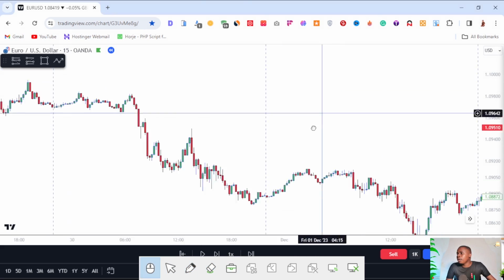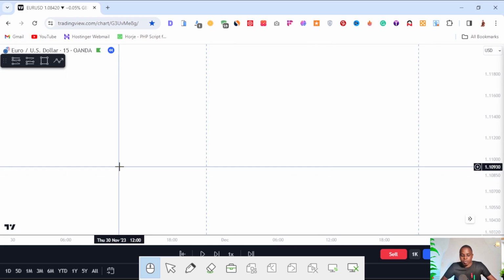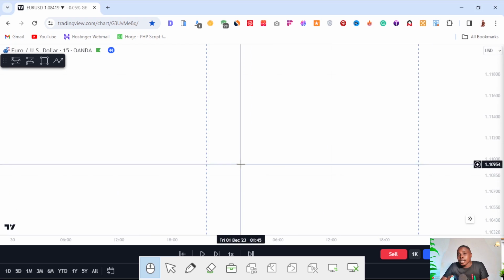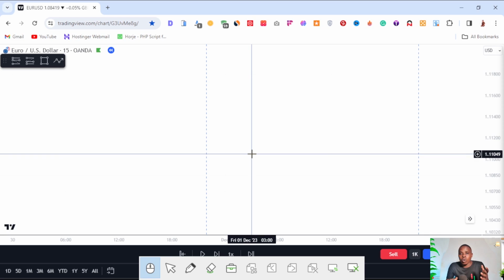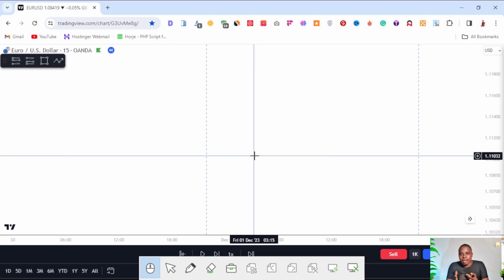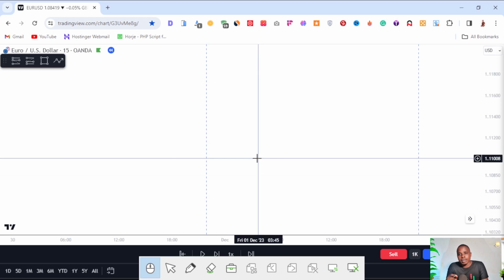Let me make this point clear. Let's say you are looking into the market. So now before we move forward to the next way of identifying the trend, I want you to really understand this. The trend is going to be determined by higher highs and higher lows.